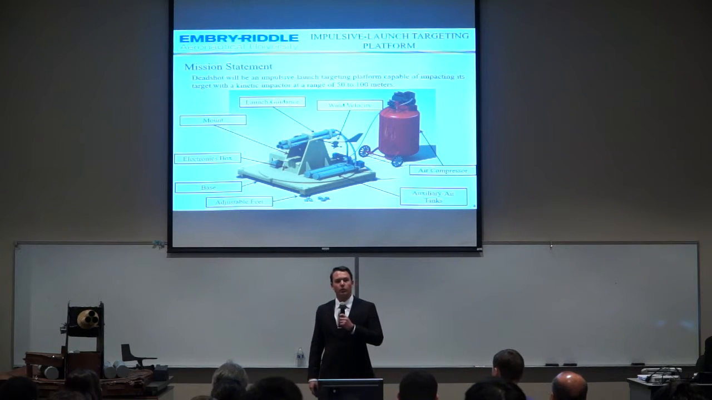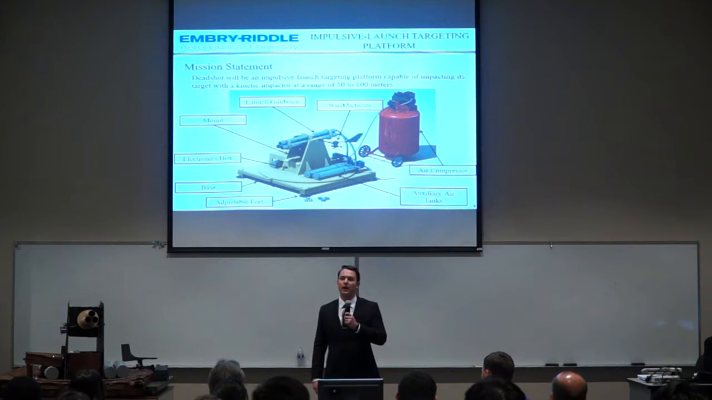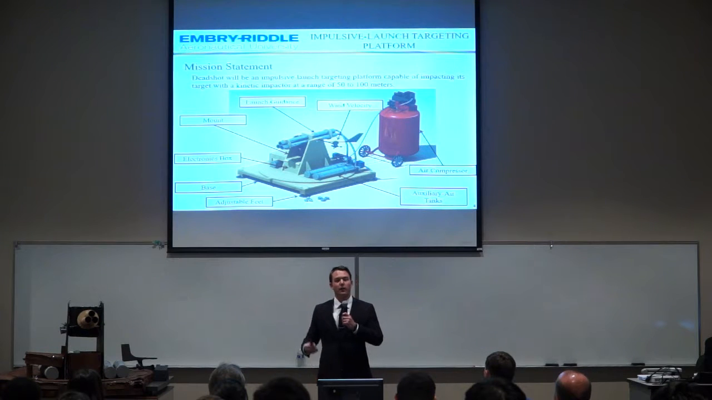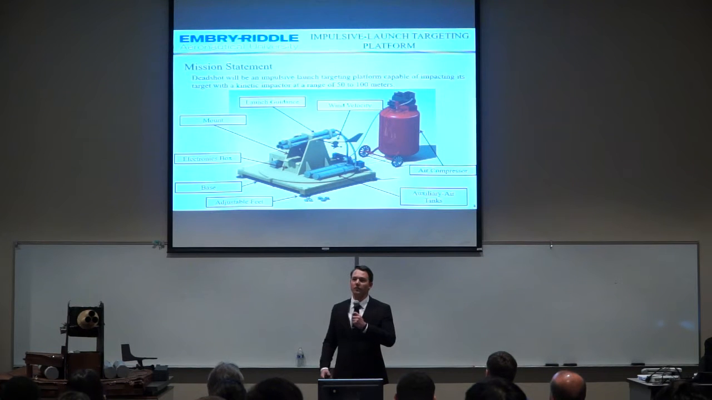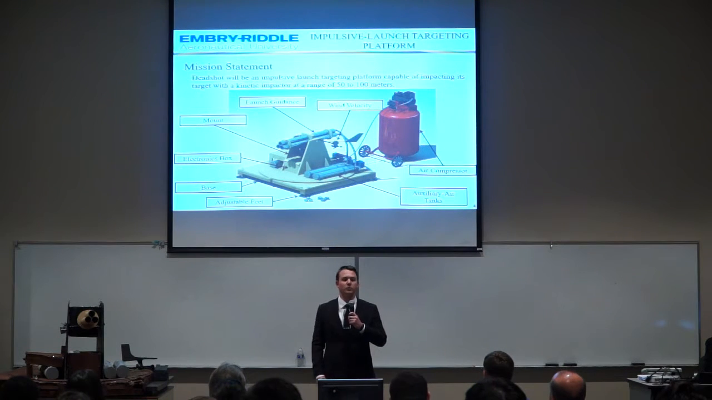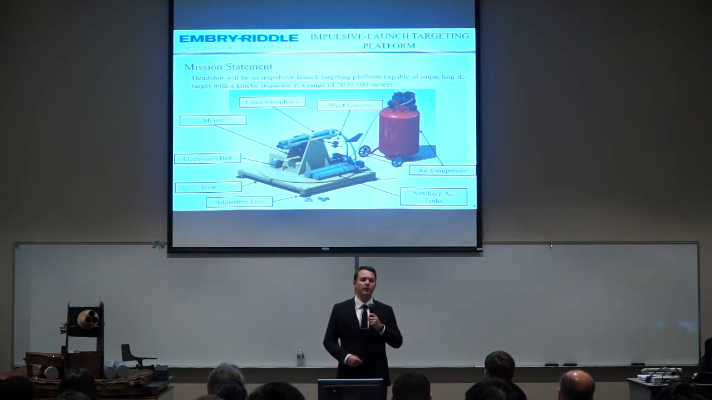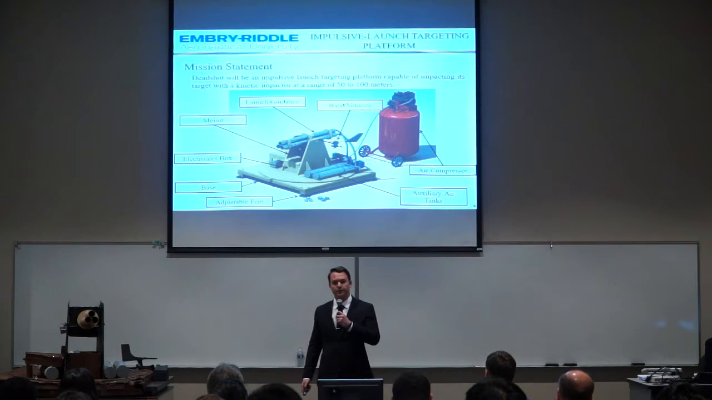Now, Deadshot will be an impulse launch targeting platform capable of impacting its target with a kinetic impactor at a range of 50 to 100 meters. In our CATIA rendering, we have highlighted some key components: the air compressor, which will fill the auxiliary air tanks, which will provide the impulse to those projectiles, the base, which will be made level by adjustable feet, the electronics box, which will house all electronics, the mount, which will support the launch guide system, and the wind velocity sensor.